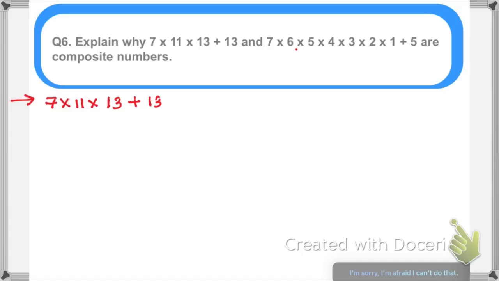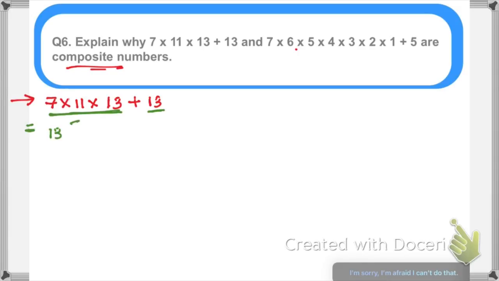I have already explained that in the previous lectures, but still, composite numbers are those numbers which have 2 or more than 2 factors other than 1. Okay, so we will solve this expression. For solving this expression, from this term and this term, you can take 13 as common.